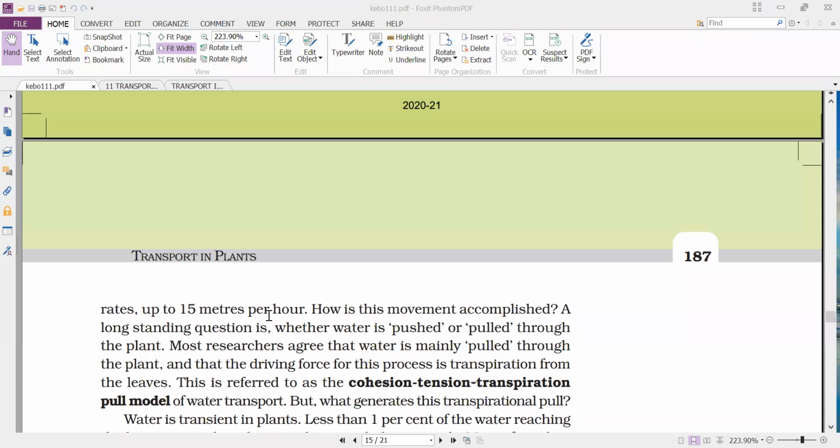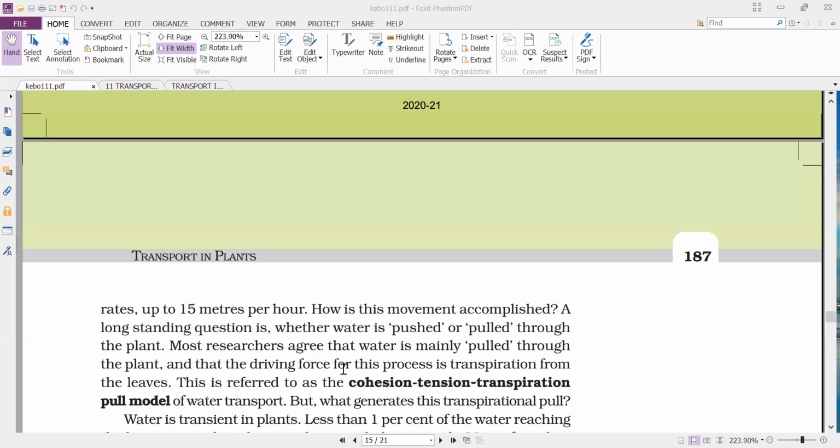For a very long time, this question was there: whether water is pushed or pulled. That means, is it pushed from below or pulled from above for transportation? To solve this question, most researchers agree that water is mainly pulled, not pushed through the plant.